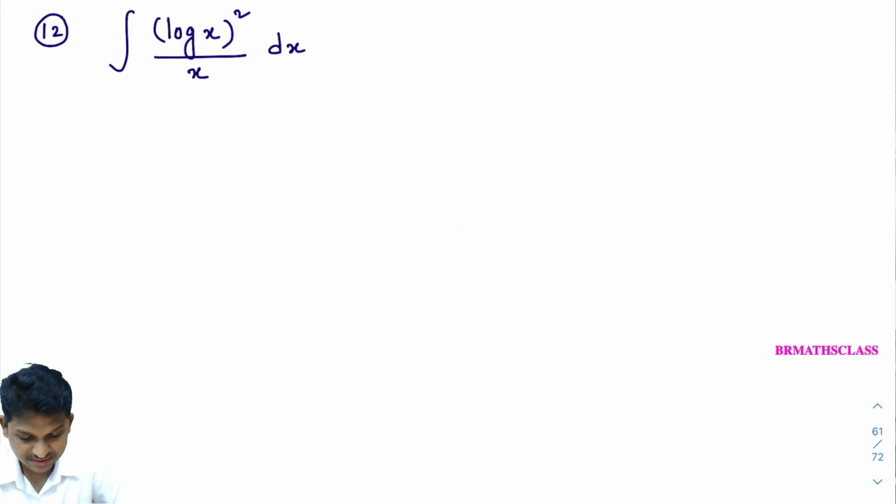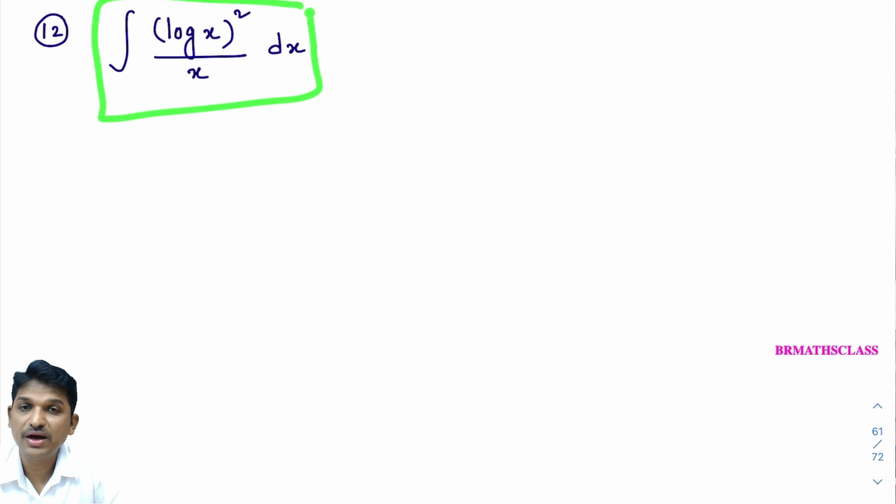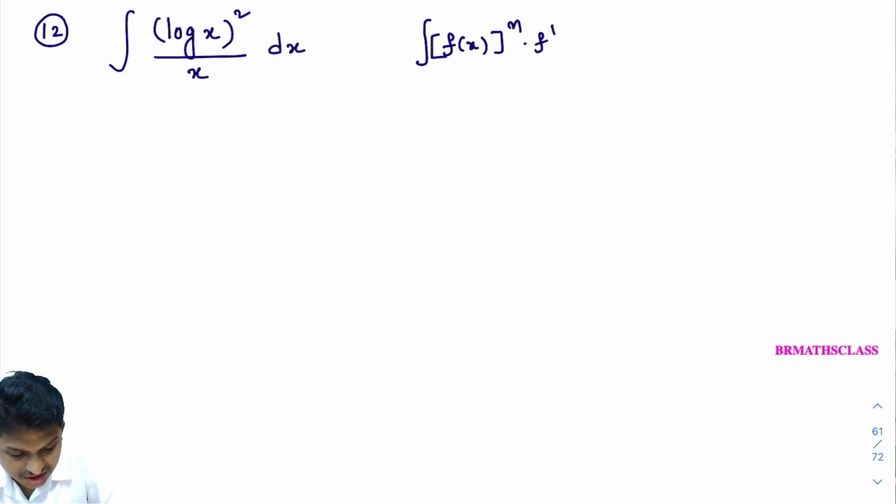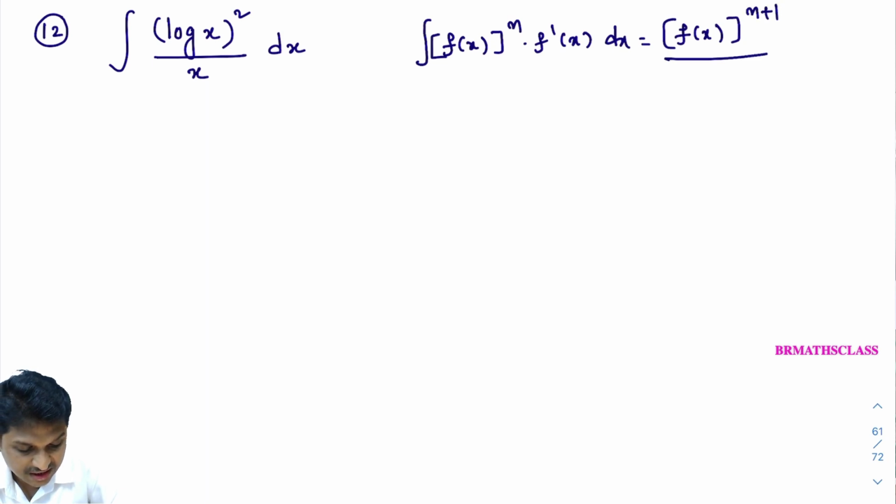Okay, we'll move to this. Look here, integral of log x whole square divided by x dx. Very good. Now, what will I do? You know this formula. Integral of f of x whole power n into f dash of x dx equal to f of x whole power n plus 1 divided by n plus 1 plus c. This is the formula we derived.